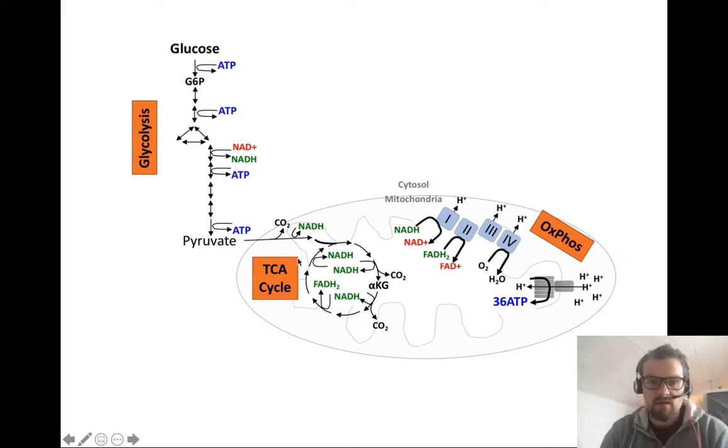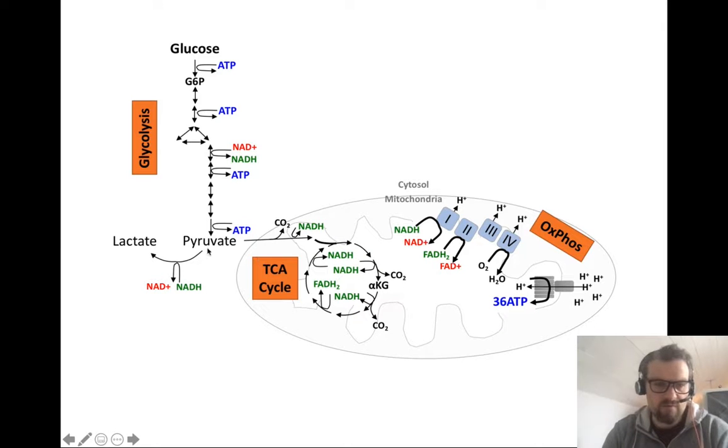So your fuels come in through the TCA cycle, generate the reducing equivalents, which bring the electrons to the electron transport chain, which pumps across the protons, and the protons then come back across the membrane through this complex here to generate your ATP.